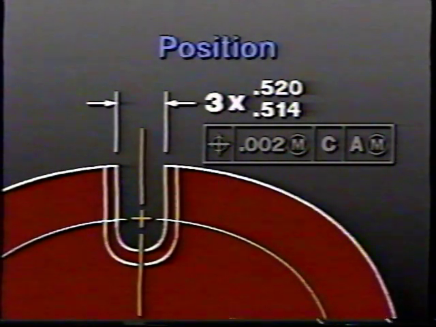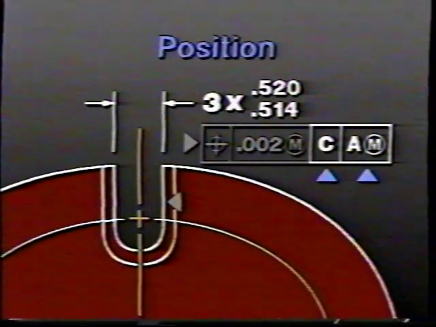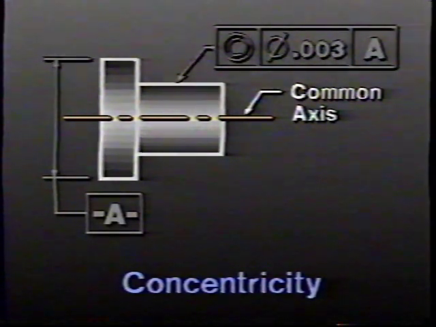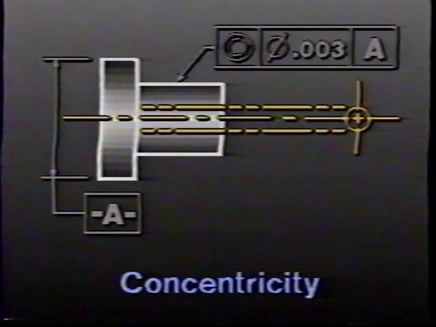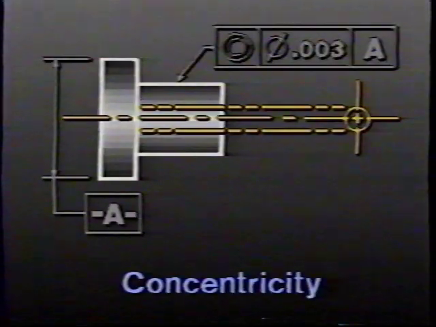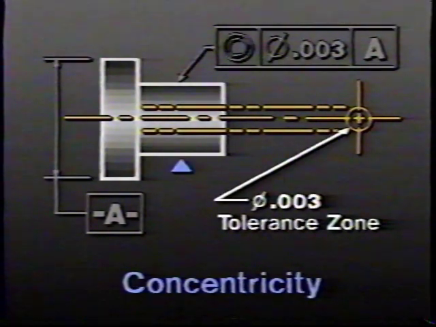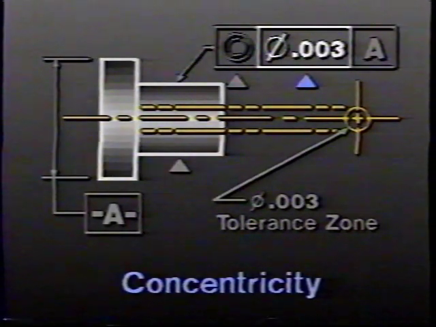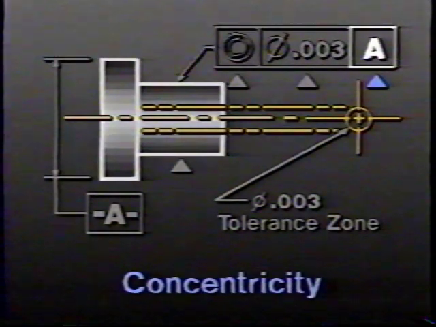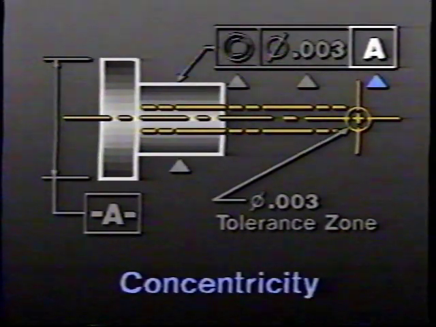For example, the position of this slot is located with respect to datums A and C. Concentricity is when 2 or more features have a common axis. A concentricity tolerance controls the diameter of the cylindrical tolerance zone within which the axes of the concentric features must lie. For example, the axis of this feature must be concentric within a 3,000 cylindrical tolerance zone with respect to datum A. Both position and concentricity tolerances require a datum reference in the feature control frame.